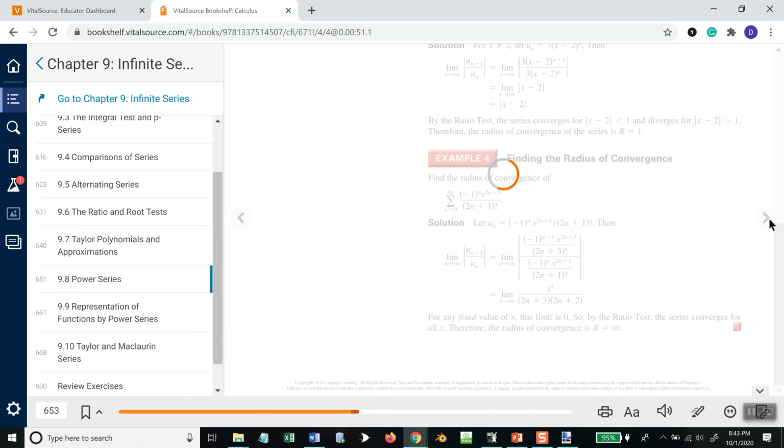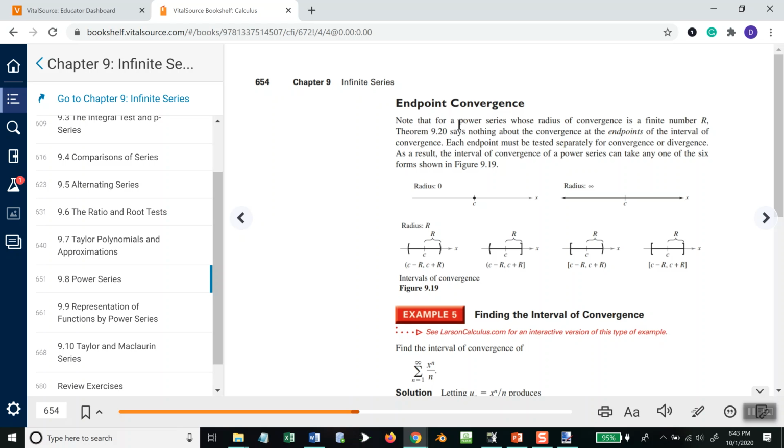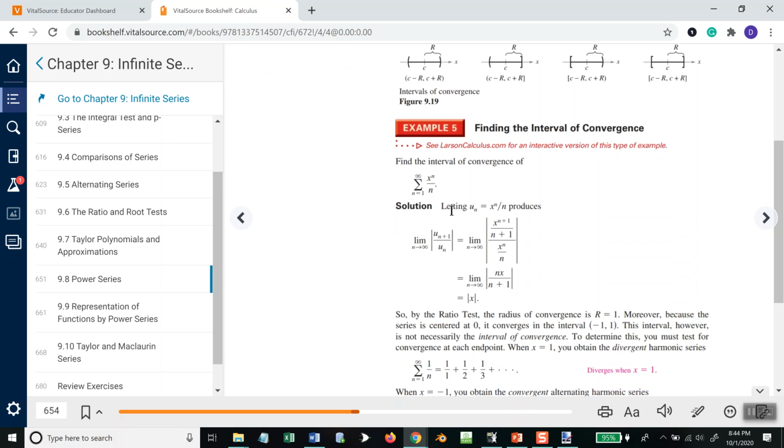And that's what this next topic talks about, looking at your endpoint convergence. And I think this is a challenging part, because once you plug in those values, it becomes a different type of problem. It might be a p-series, it might be a geometric series, and you have to have that sheet in front of you because it could be any one of them. So that's why I said it's a little bit the challenging part.